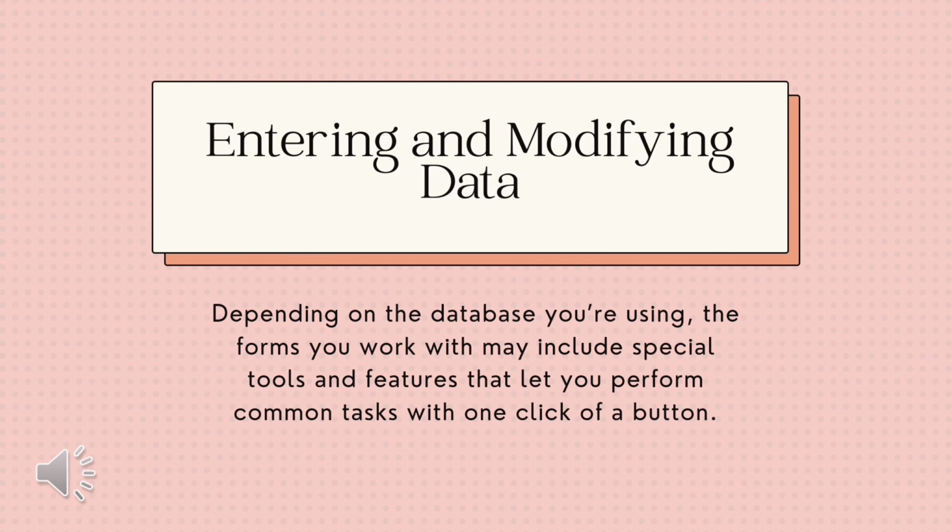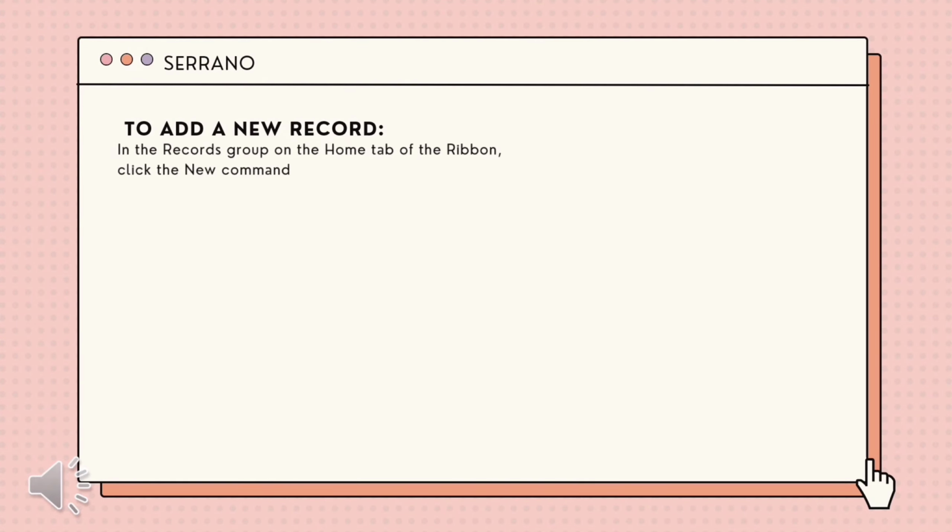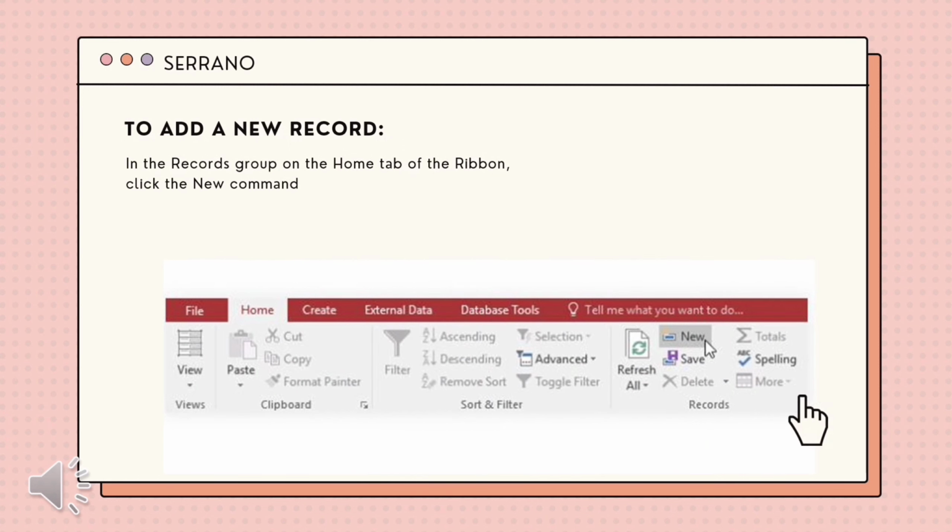So, dito sa slide na to, ituturo ko sa inyo kung paano mag-add ng new record. Kasi merong dalawang way para makapag-add tayo ng record. So, ito yung una. In the records group of the home tab of the ribbon, click the new command. So, ayan. I-click mo lang yung new na may arrow. Tapos, makakapag-add ka na ng record.